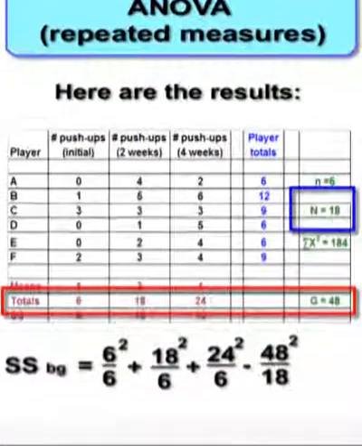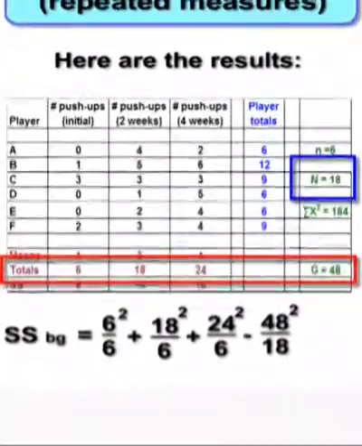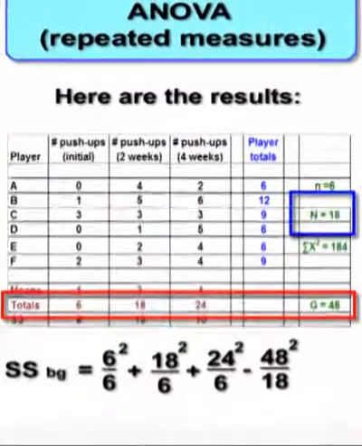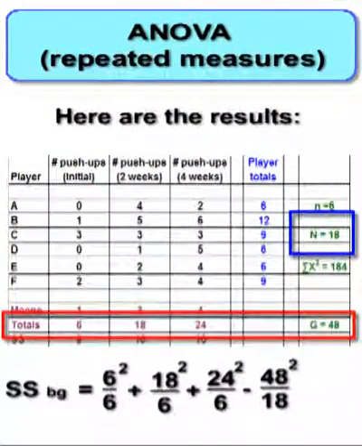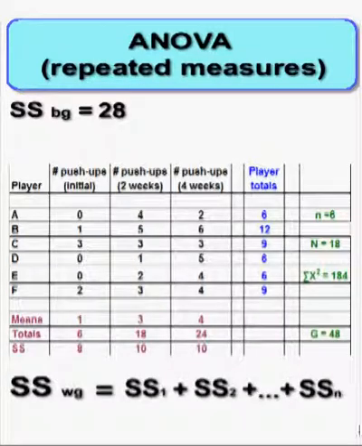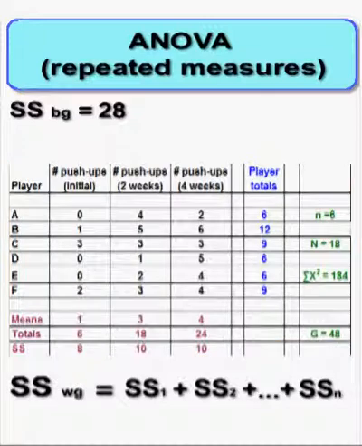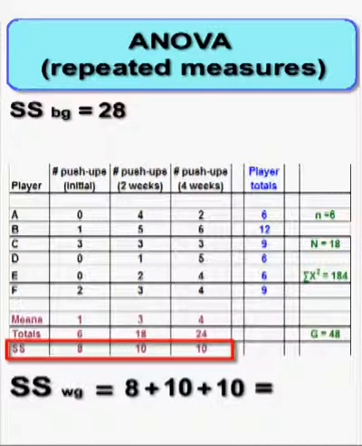I'm just plugging and chugging here. 6 squared, 18 squared, 24 squared, all divided by 6. That gives us a grand total of 28 for the sum of squares between groups. Now let's do the within groups. Just like the old way, you get the sum of squares from each one of the groups and add them up. So it's going to be 8 plus 10 plus 10. And that looks like 28 as well.